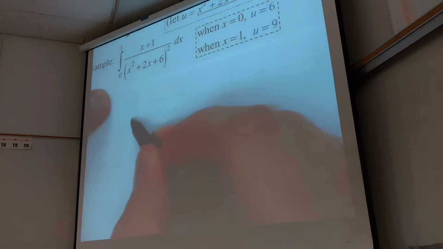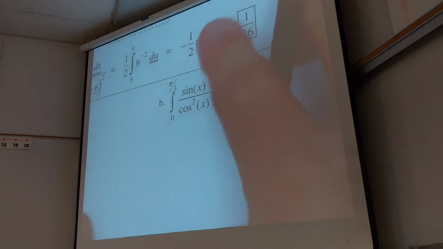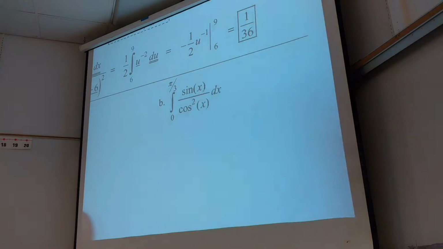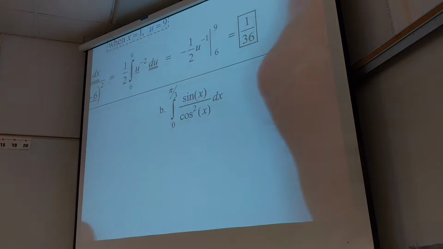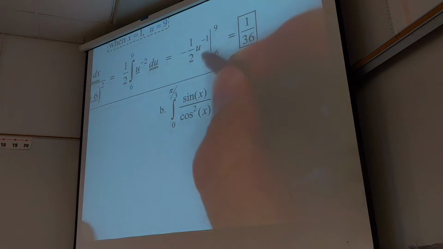How did that last one end up 1/36? Okay. So if you put 9 in, you get 1/18, right? You get negative 1/18 minus, when you put a 6 in, you get 1/12. Is that cool?